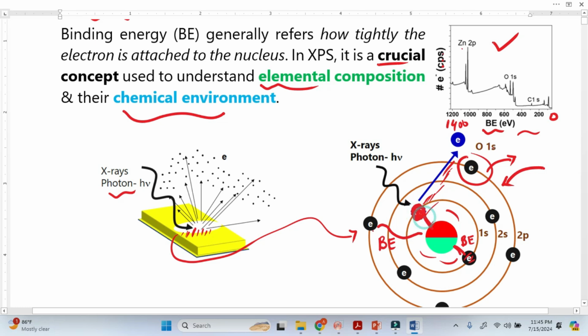So we can easily determine what type of elements exist, because we have the binding energy table, where all elements' binding energies are available. So we simply compare, and then we can infer what types of elements exist in the sample.